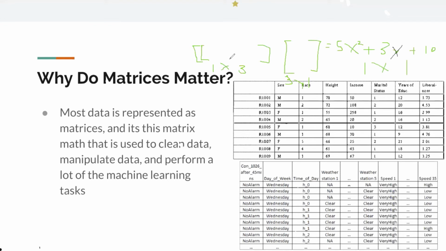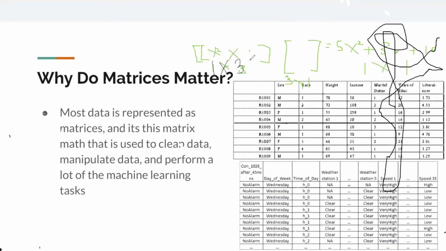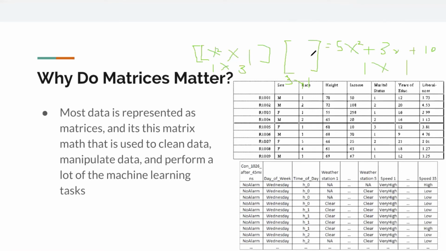If we want it in this order, I mean, the order doesn't really matter. Let's just say you want it in the order x squared, x, 1. So it contains x squared, x, and 1, right? Then what's this second one? If it's x squared, x and 1, and you want to get 5x squared plus 3x plus 10, it's x squared times 5 plus x times 3 plus 1 times 10. So then you get 5x squared plus 3x plus 10, right?